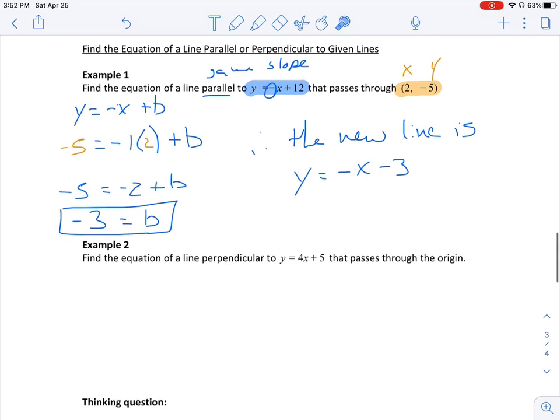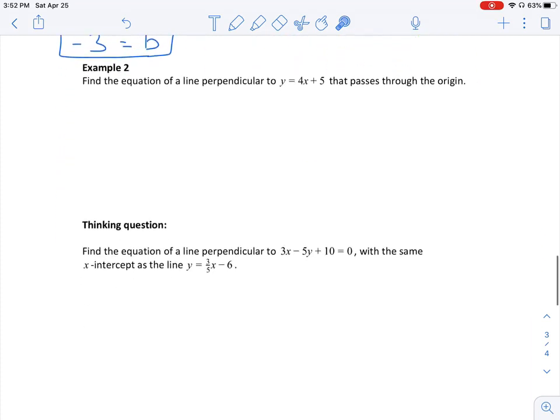Let's try another example here. Find the equation of a line perpendicular to y equals 4x plus 5 that passes through the origin. Before we do anything, the origin is 0 and 0. I don't want to forget that. We have perpendicular, which is a key piece here. Perpendicular means that this is the negative reciprocal.